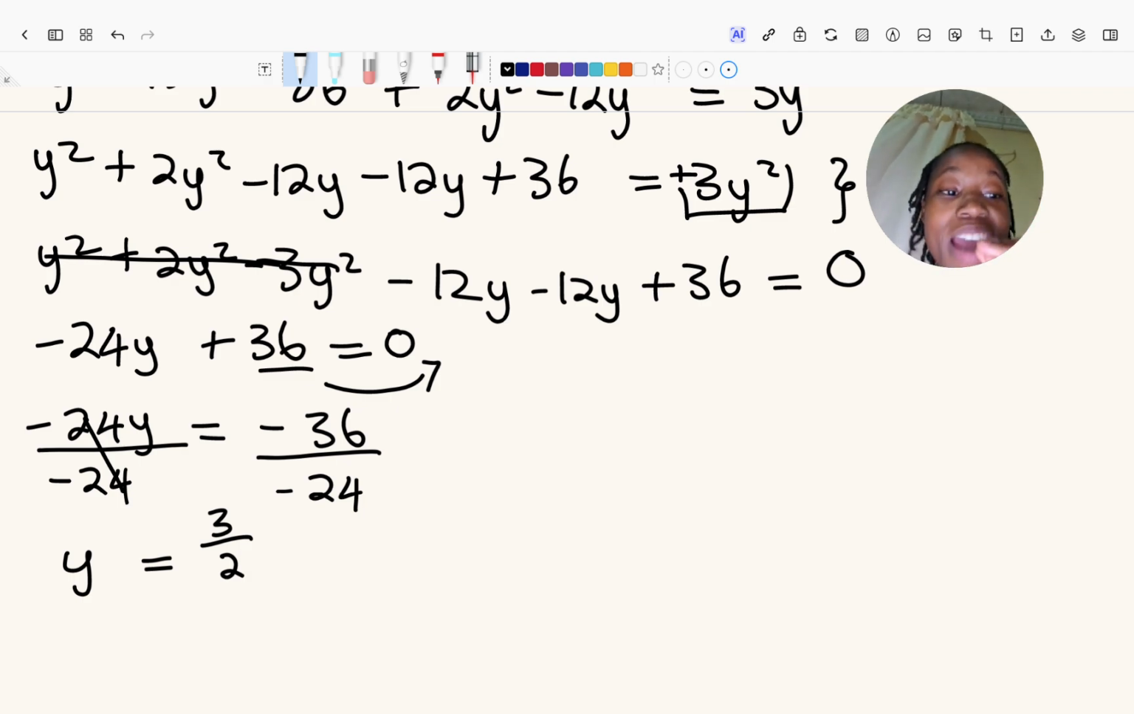Okay, so now we're going to look for the value of x. So now we're going to find the value of x.